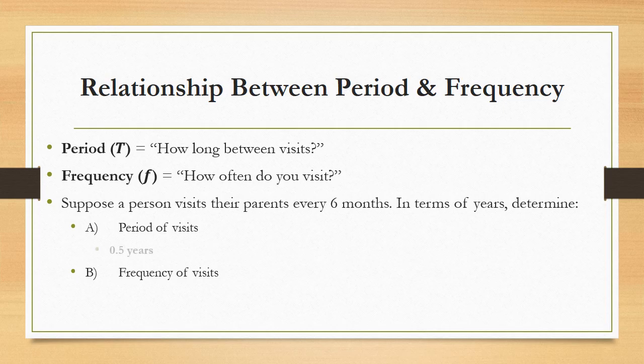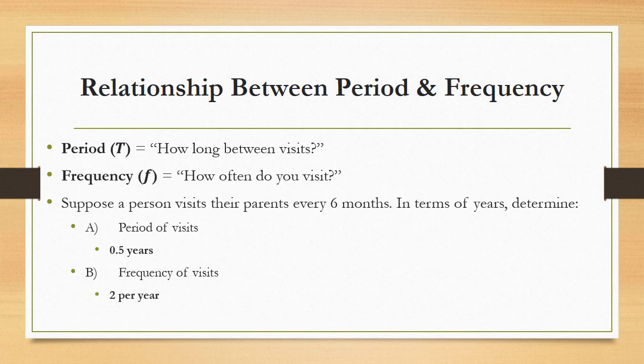The period of the visits would be half a year. So again, going back to the definition above, how long between visits from one visit to the next is 6 months, or half a year. What's the frequency of the visits though? How many visits do I make per unit time? Well, that would be 2 visits per year.